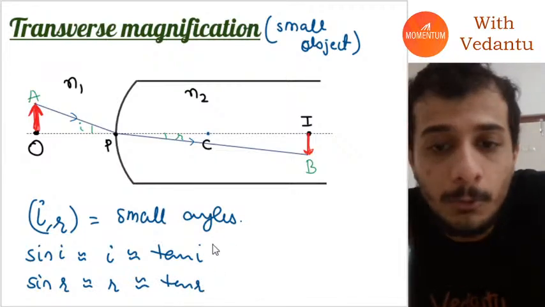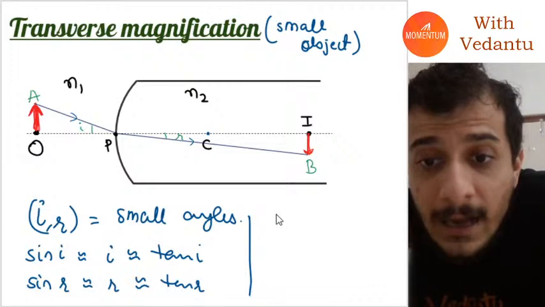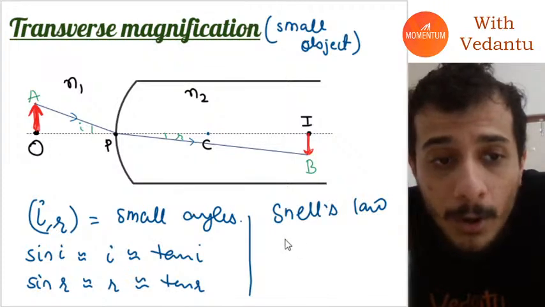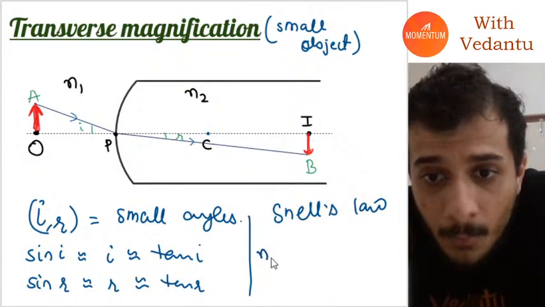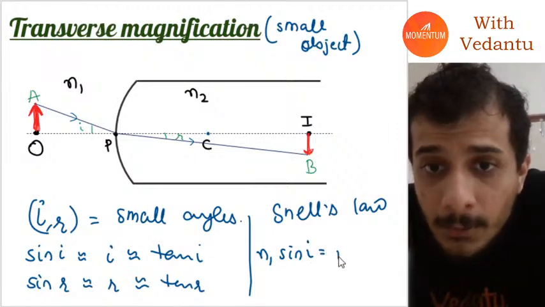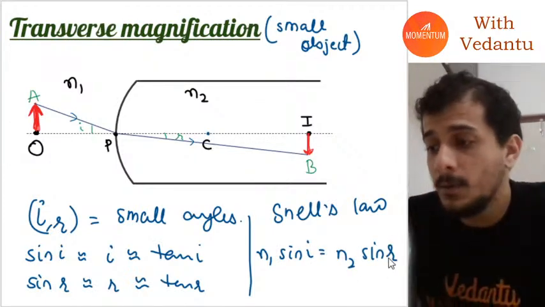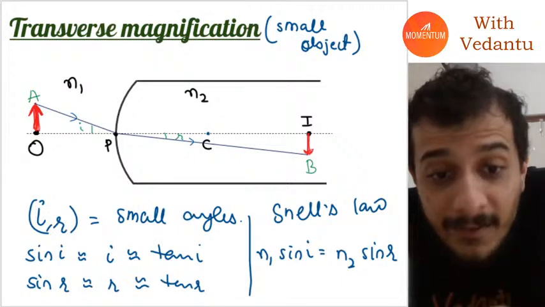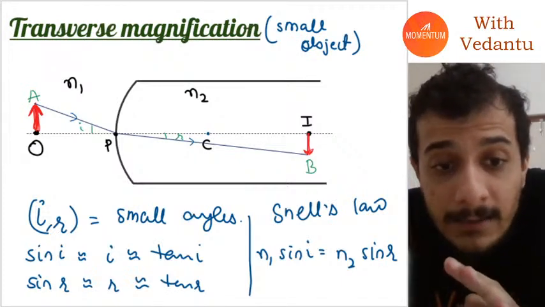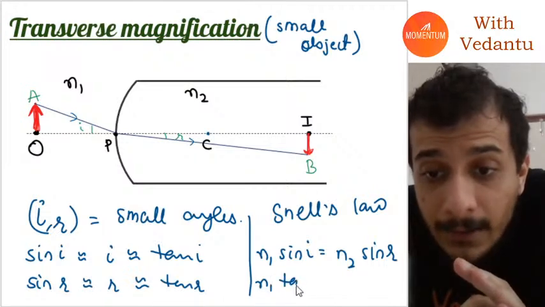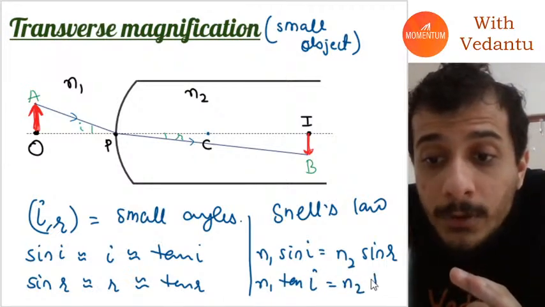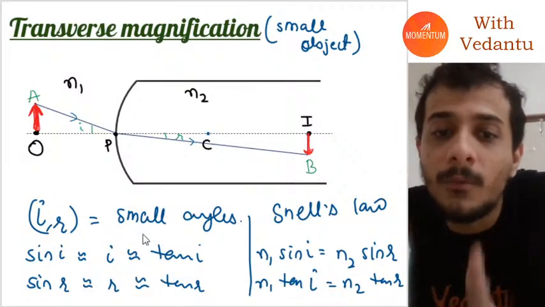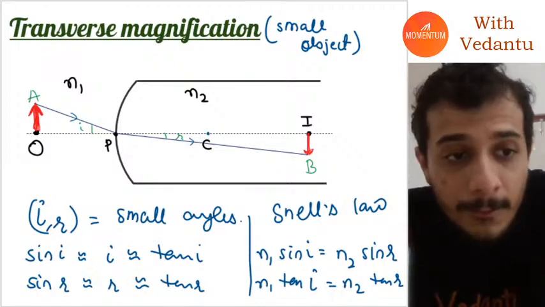Now this becomes relevant in 2 minutes. Pay close attention. What I can do is use Snell's law. If I use Snell's law, I get N1 sine I is equal to N2 sine R. Since I and R are small angles, I can write it as N1 tan I is equal to N2 tan R, because these are once again small angles.